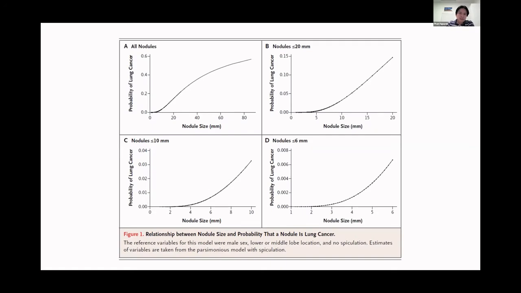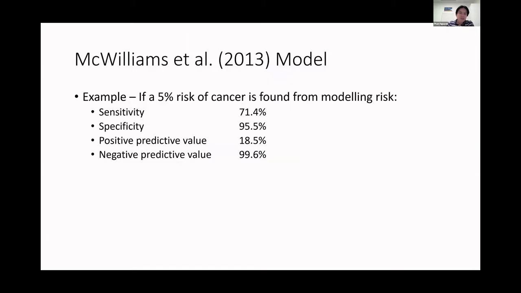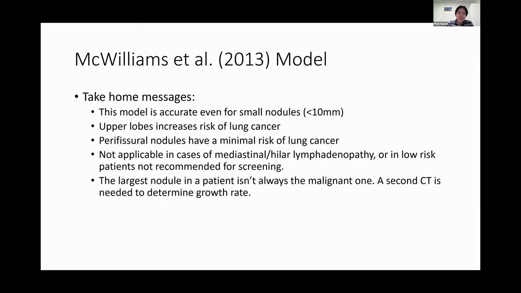So here are some of the graphs showing size, which increases your risk of lung cancer, the bigger the size, essentially. So an example is if there is a 5% risk of cancer found from the model, the sensitivity is about 70%, the specificity is 95, and the negative predictive value 99.6. So very good negative predictive value. So it's accurate for even small nodules.